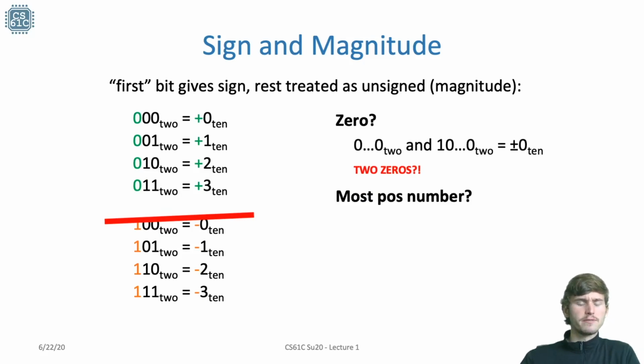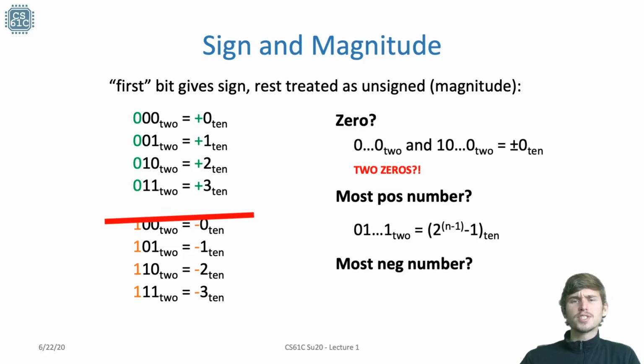How about the most positive value? Well, in this case, we want to put the sign bit as 0 because we want it to be positive, and all the other bits, which are the magnitude bits in reality, to be all 1s. So that would give us the largest possible number, which would be 2 to the n minus 1 minus 1. How about the most negative number? Well, similarly to the most positive number, we want to have all the magnitude bits as 1, but now we want to have the sign bit also as 1, so then we're saying that this is negative. So that would give us negative 2 to the n minus 1 minus 1.